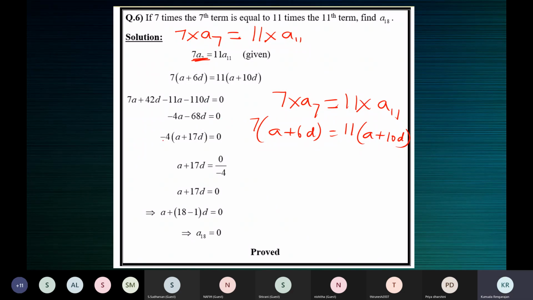Take out minus 4 common. You get a plus 17d is equal to 0. Or you can change the signs throughout and take 4 common. How you proceed is your style. Then you will get 4a plus 68d is equal to 0.